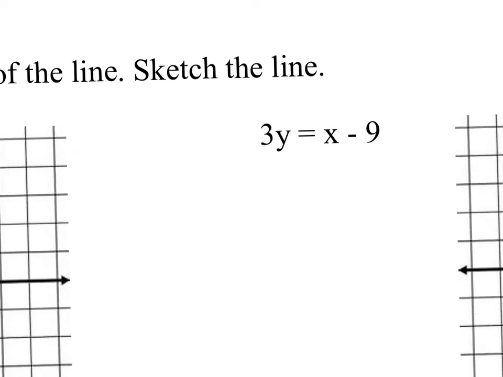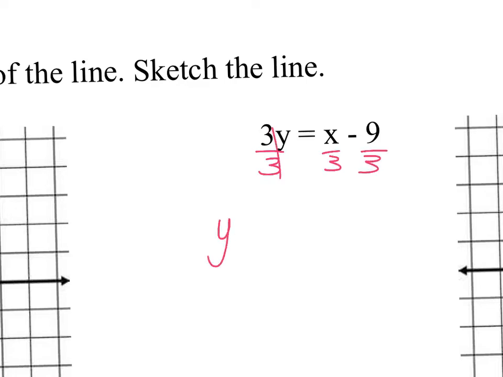Look at this one. Am I in y equals mx plus b? No. Let's get there. So what do I do? Divide by 3, divide by 3, divide by 3. So I have y equals, what's another way I can write x/3? 1/3 x. Remember, there's a 1 in front of that x. So 1/3. I'm going to do that so I can see my slope. And then what's 9 divided by 3? -3.